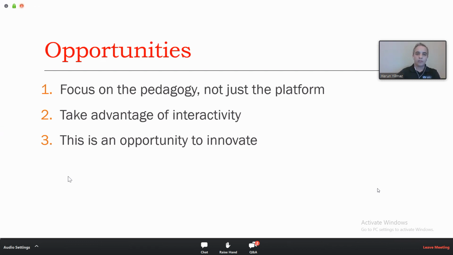And take advantage of interactivity. As you remember, interactivity is the heart and soul of the online environment. And this is an opportunity to innovate. So it's going to be an opportunity to innovate some specific alternative ways to teach and to have your students learn as well.